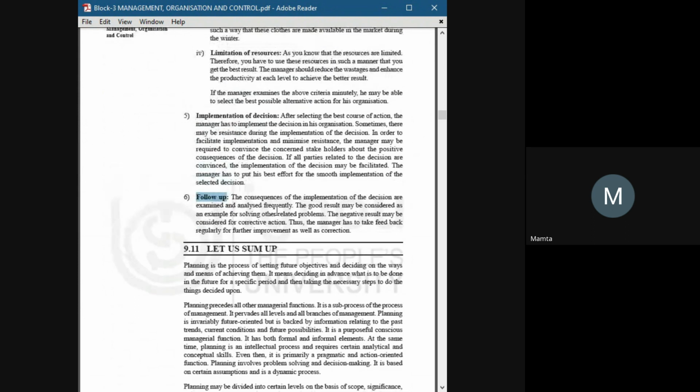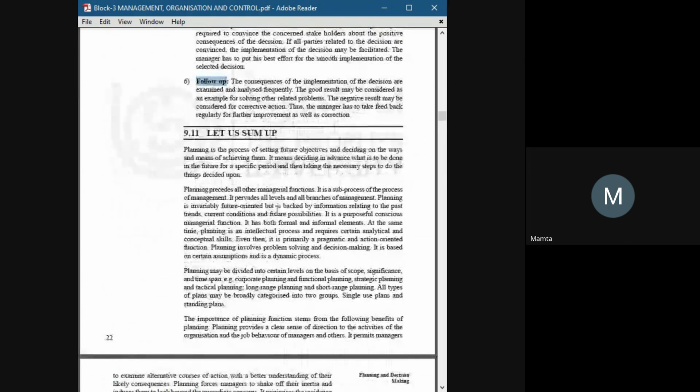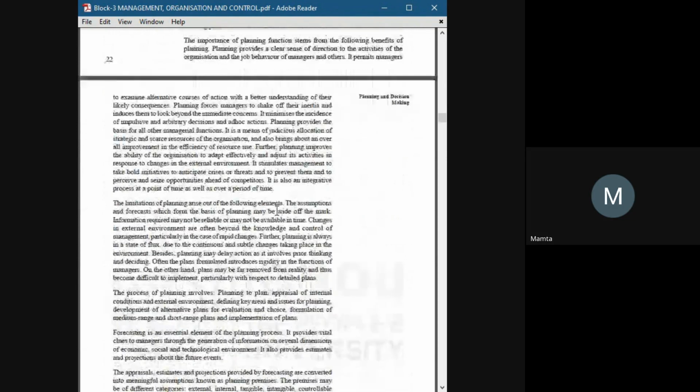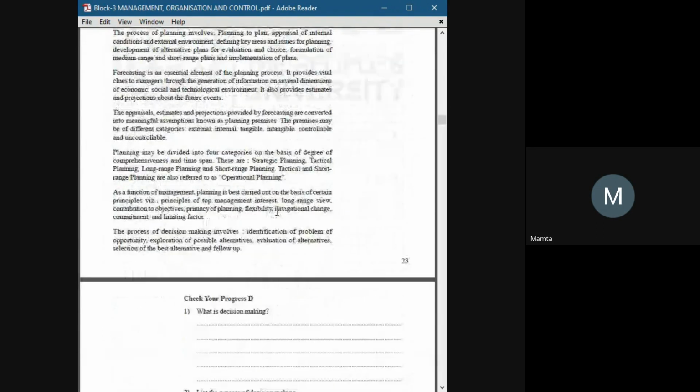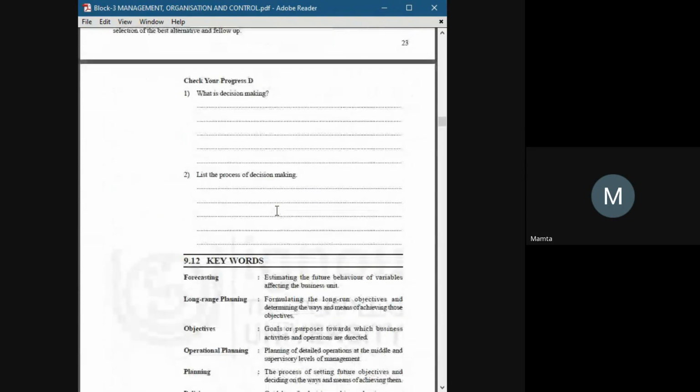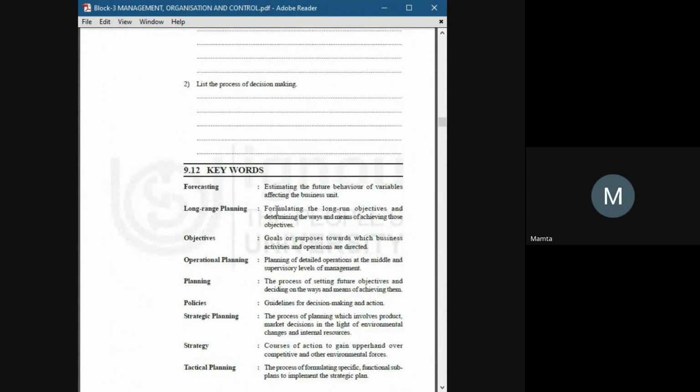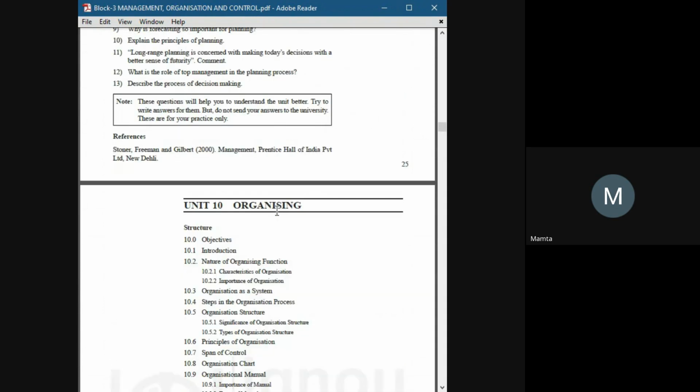And with this follow-up, this unit has been completed. Going to the next unit.